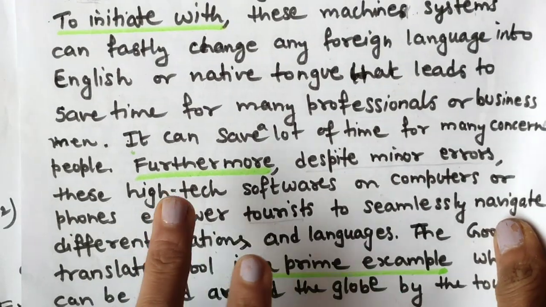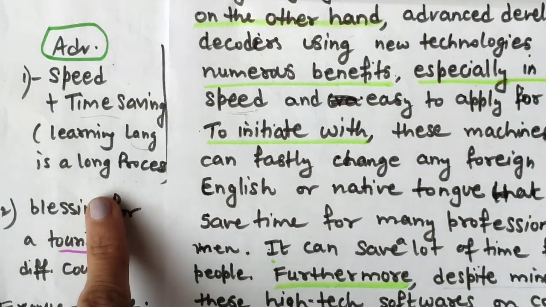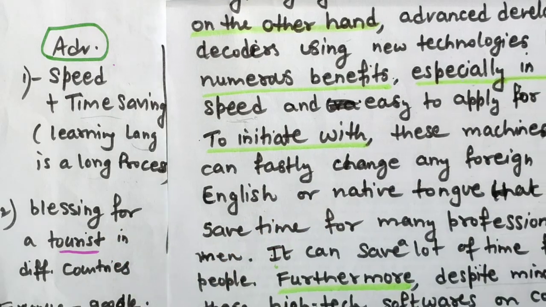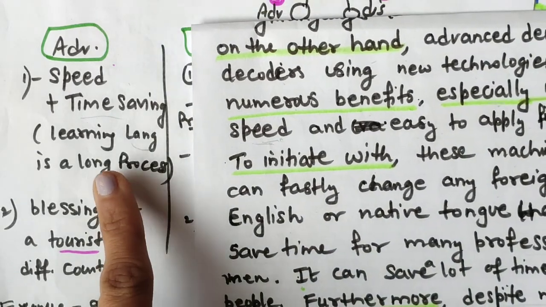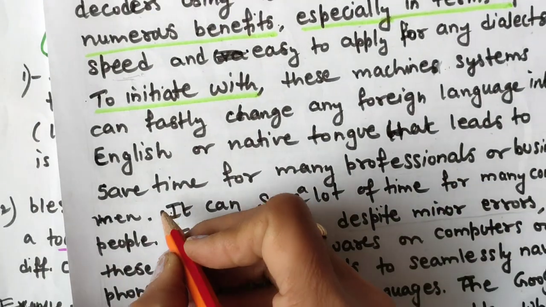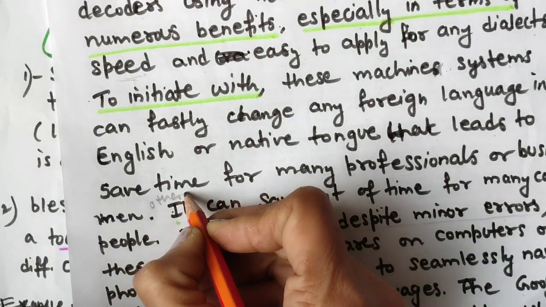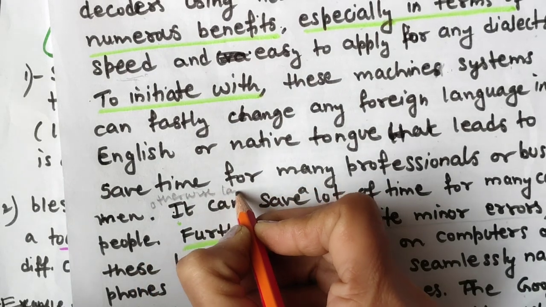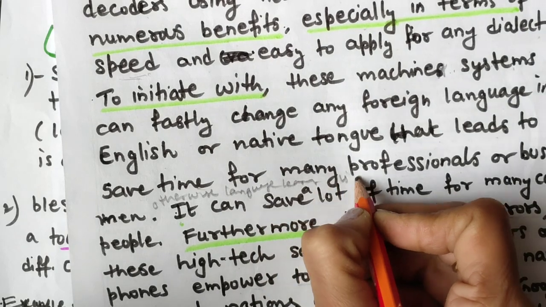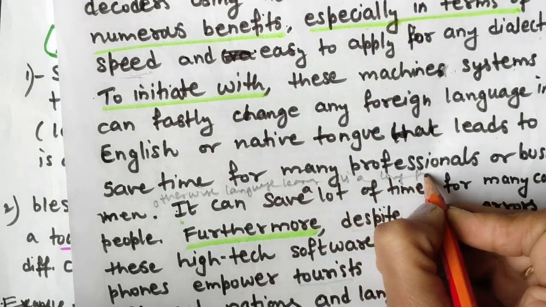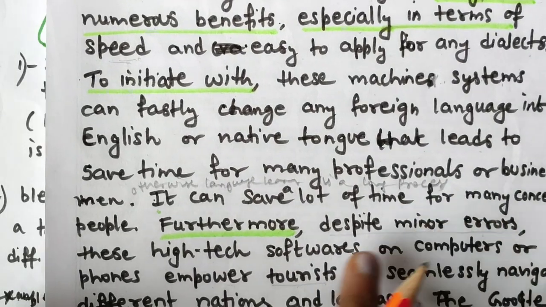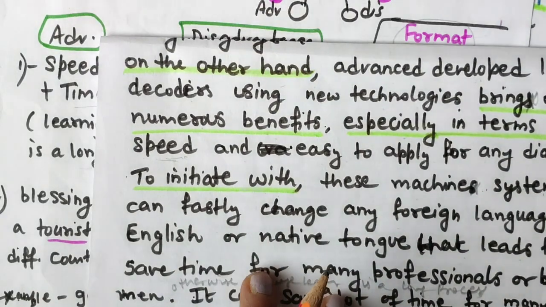So these two points I have explained here. First, how time saving it is, a blessing for a tourist. But I have missed that point. Otherwise language learning is a long process for them. Here we can write otherwise, language learning is a long process. It may take 2 months, 3 months, 6 months or a year. You can write this. So I will be showing my full essay.